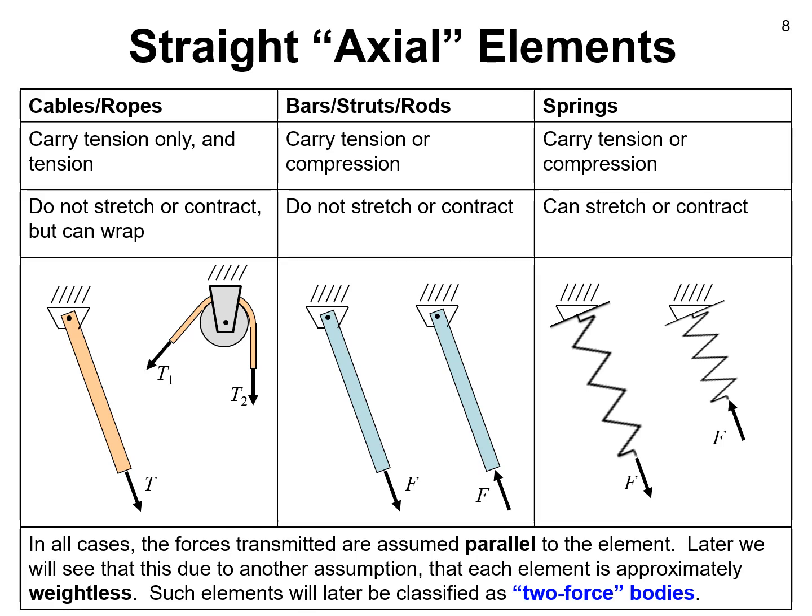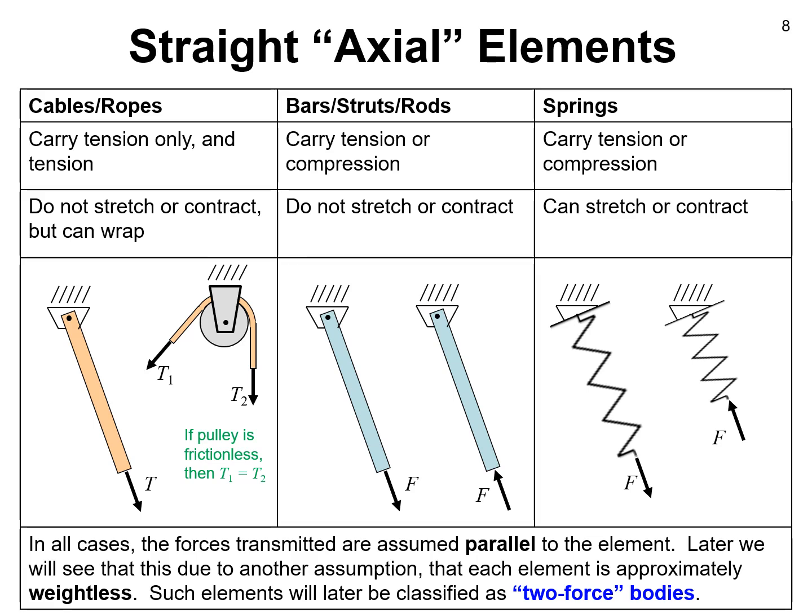Now, one thing I'll also point out is that if the cable is wrapping around the pulley, and the pulley is frictionless, then the two tensions on either side are the same, and that will be our common assumption. Later on in our chapter on friction, we'll see how the two tensions might be different, but for now we can assume that T1 equals T2. And let me emphasize again that in all cases, the forces are transmitted parallel to the element. Later we'll see that this is due to another assumption, which is that each element is approximately weightless.